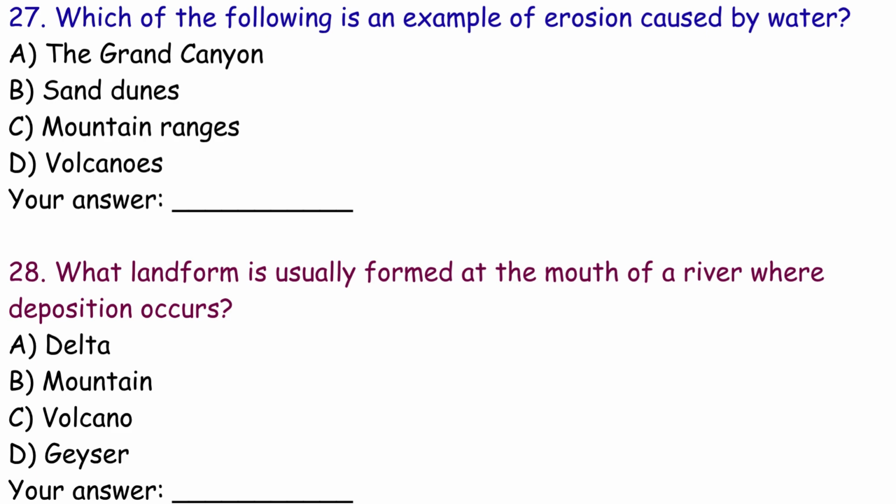28. What landform is usually formed at the mouth of a river where deposition occurs? A. Delta. B. Mountain. C. Volcano. D. Geyser. Your answer.